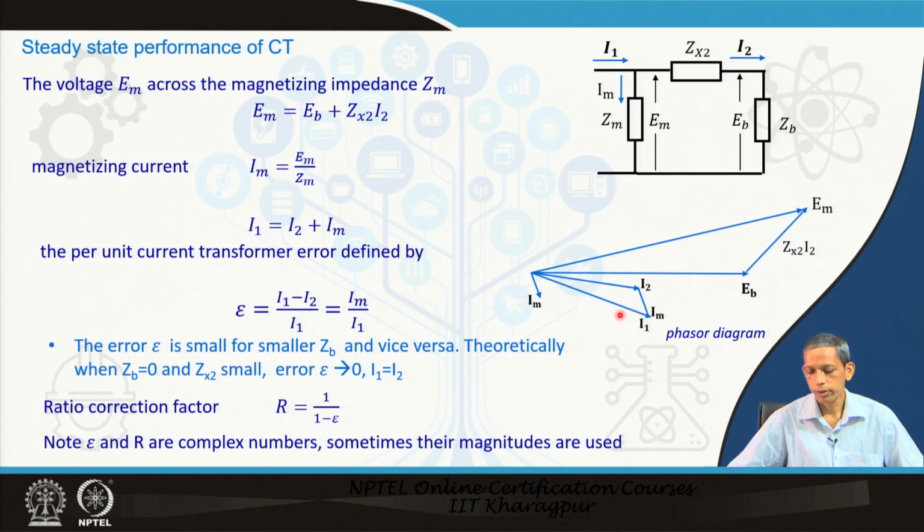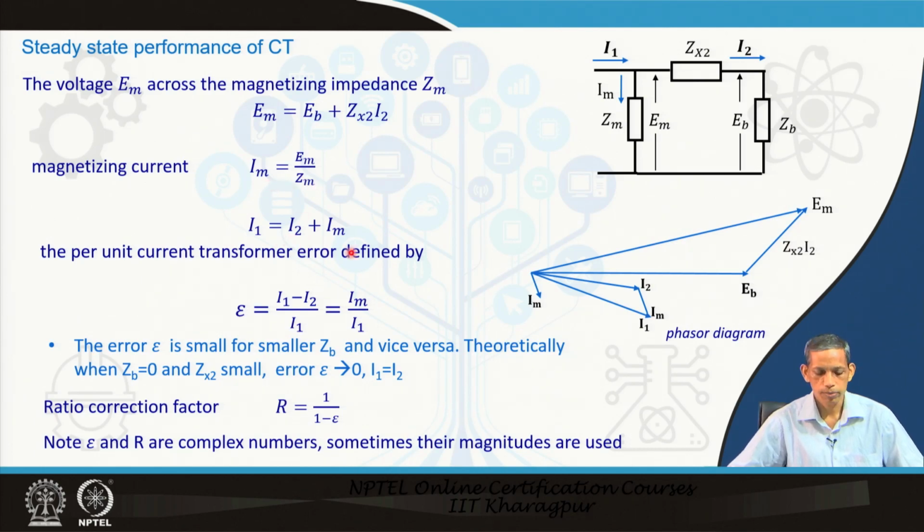Now, once you get this I1, from this EB you add the Zx2 drop. So, EB plus I2 Zx2 gives us this EM, and from EM you can find IM: EM upon Zm gives you this IM. So, I2 plus IM gives you this I1. So, we got all the currents and voltages from the parameters of the CT. In terms of equations, EM equals EB plus Zx2 I2, and IM equals EM by Zm.